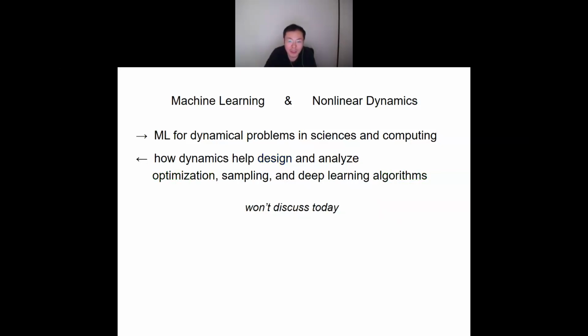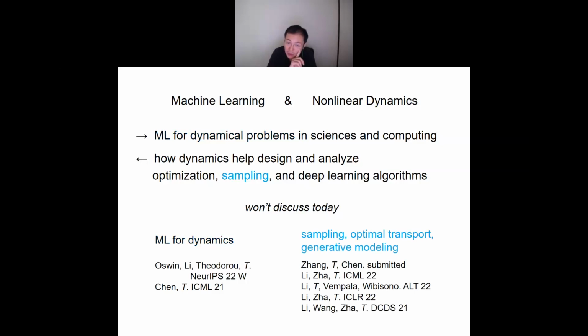There are things that I won't discuss today, but am very interested in. For example, machine learning for dynamical problems and scientific computing in general. If this is something that you're interested in, I'd love to talk more offline. And there is something else that we spend a lot of time on, basically the problem of sampling and also optimal transport and generative modeling. And again, if you're interested in this, I'd really appreciate an opportunity to talk more offline.